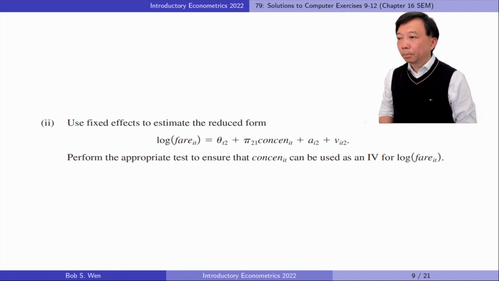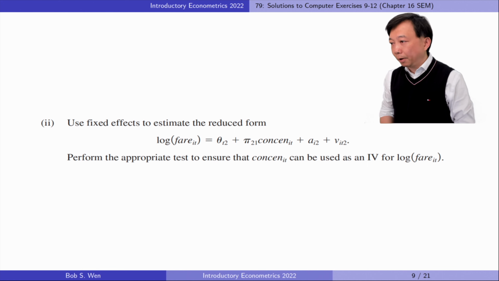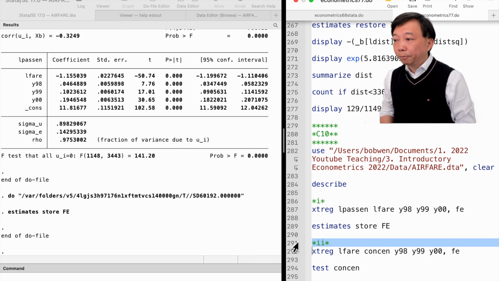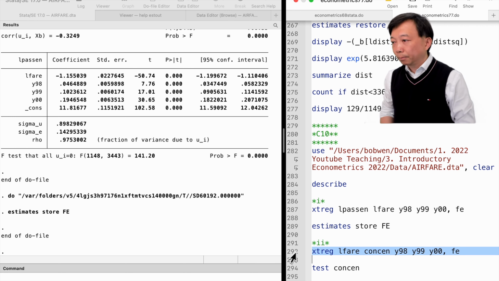In Part 2, use fixed effects to estimate the reduced form equation for the log airfare. Perform the appropriate test to ensure concentration can be used as an IV for log airfare. The reduced form equation for log airfare is also known as the first stage regression.